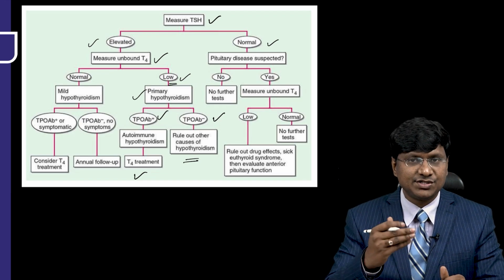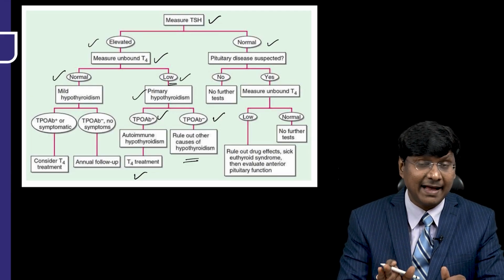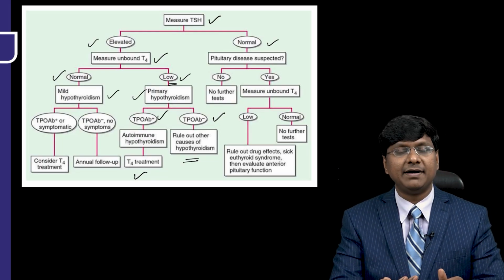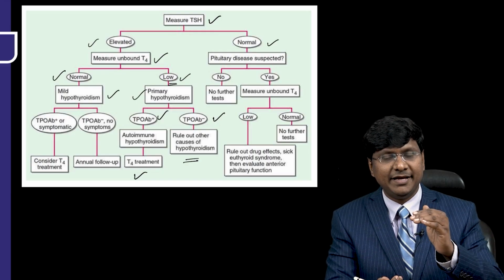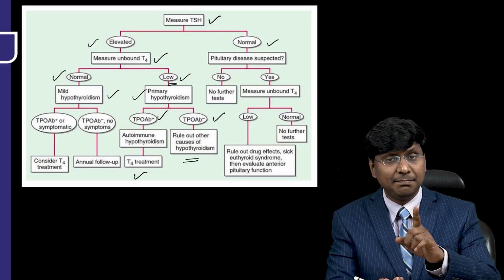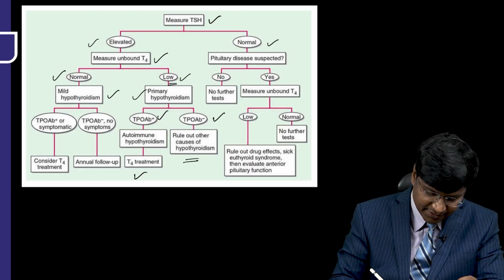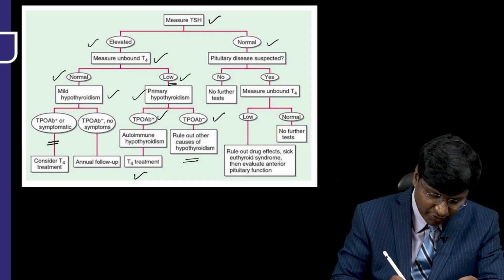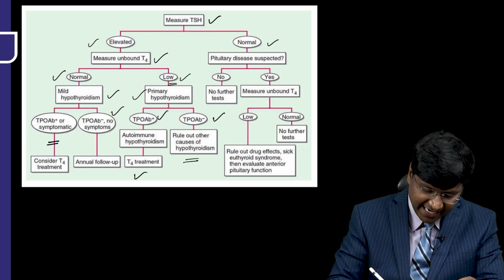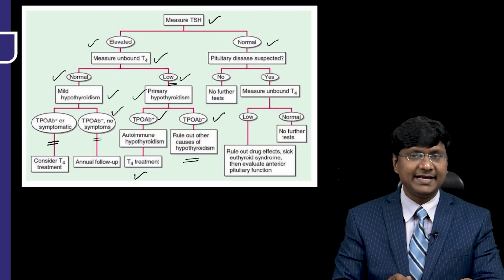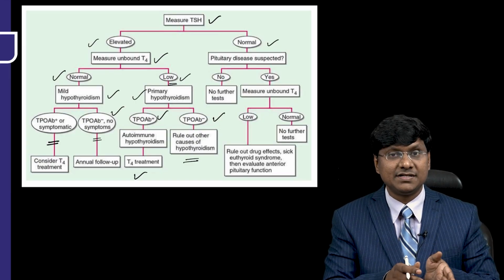If the measured TSH is high but the free T4 levels are normal, that can happen in the mild form of hypothyroidism. In the mild form, there will be a compensatory increase in TSH, but the T4 levels will try to be maintained normal. Immediately you check for the antibodies. If the antibodies are positive, then it is considered autoimmune, and you need to consider thyroxine treatment. If the antibodies are negative and the individual is asymptomatic, you just do an annual follow-up. So that is when the TSH levels are elevated.